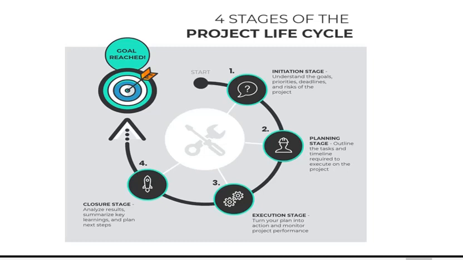And at this particular point, the project would have been planned in detail and is ready to be executed now. So this is when we move to the next phase, that is the execution stage. Now, during this phase, that is the third phase, the implementation phase, the project plan is put into motion and the work of the project is performed. That is, turn your plan into action and monitor project performance. So, this is the implementation and control phase in the project life cycle.